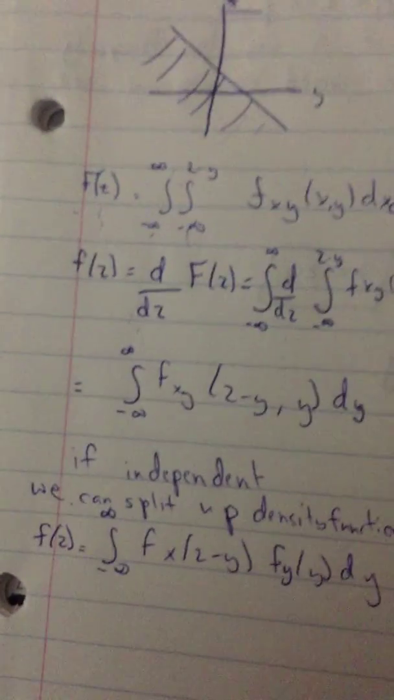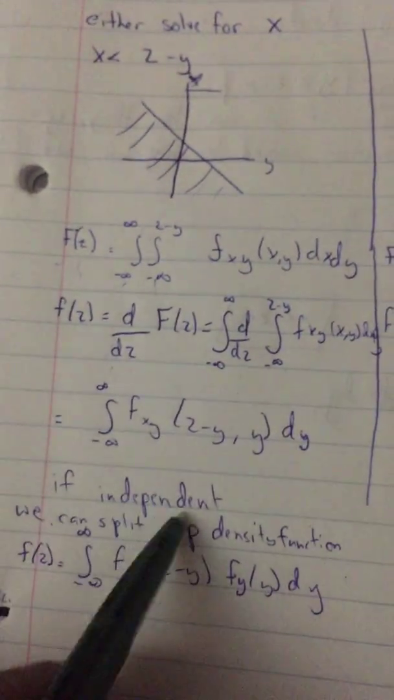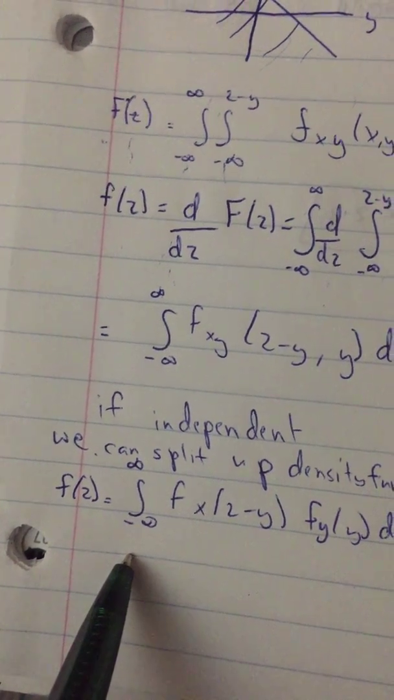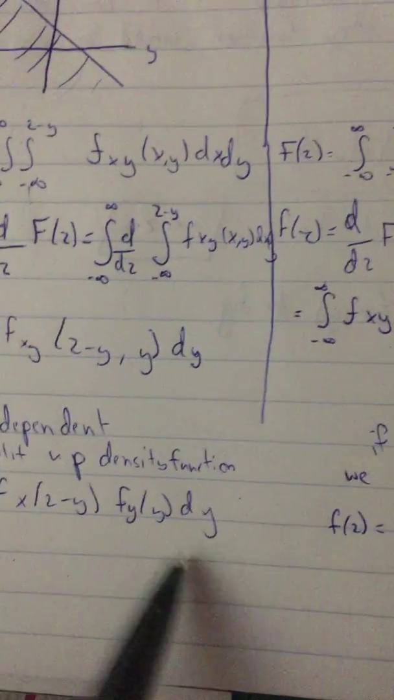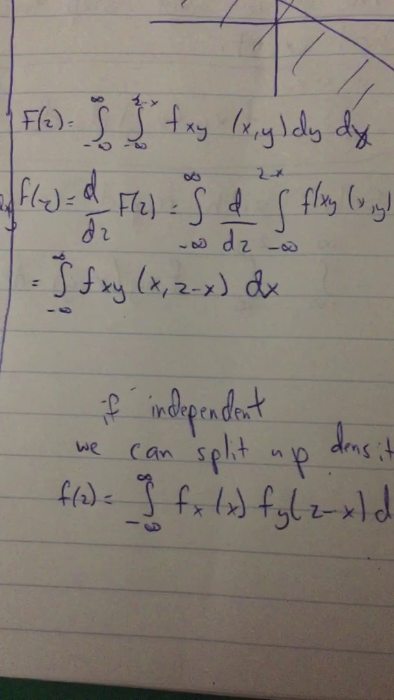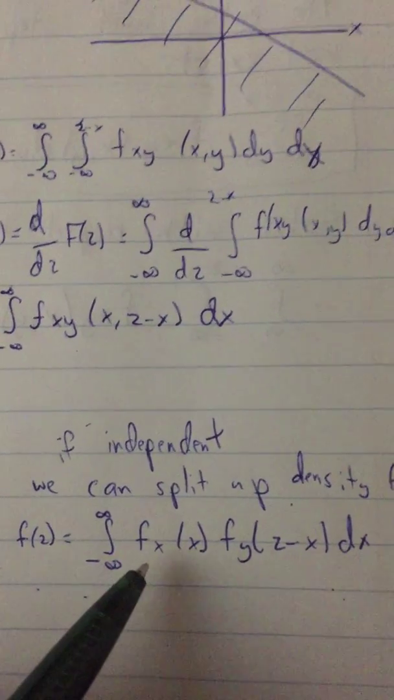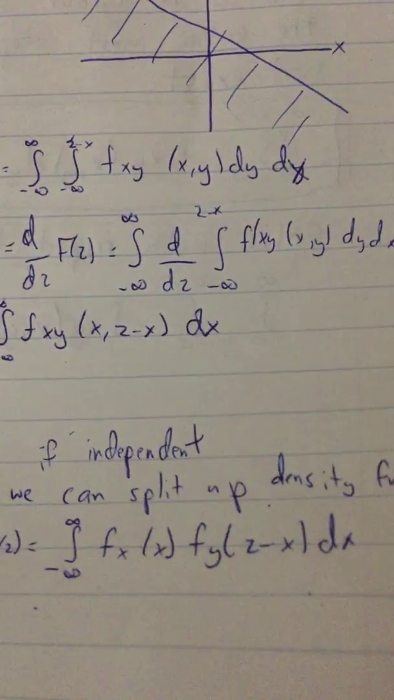So moving on, if this is independent, we can split up the density function, and we can write this as f of z equals negative infinity to infinity f of x (z minus y) f of y dy. Similarly, if this is independent, we can split it up also. f of z equals negative infinity to infinity f of x f of y (z minus x) dx. Okay, so we were told to do this two different ways.